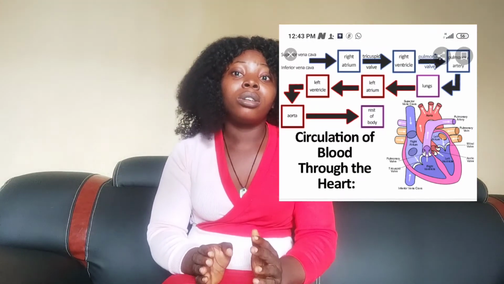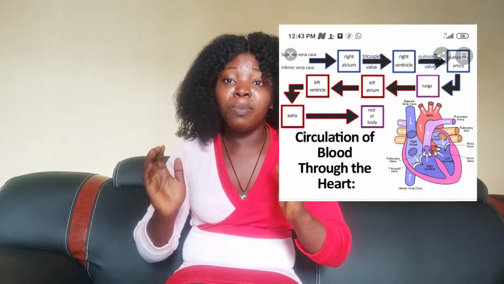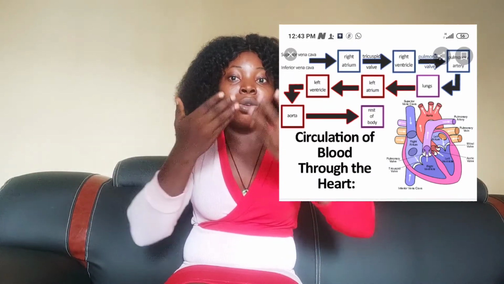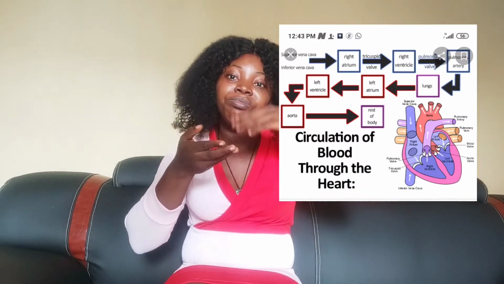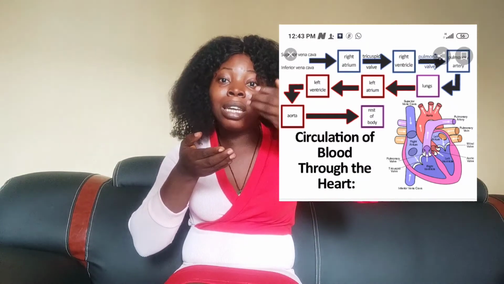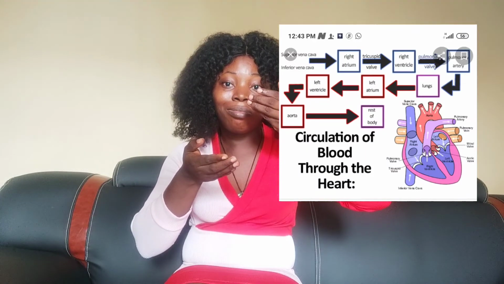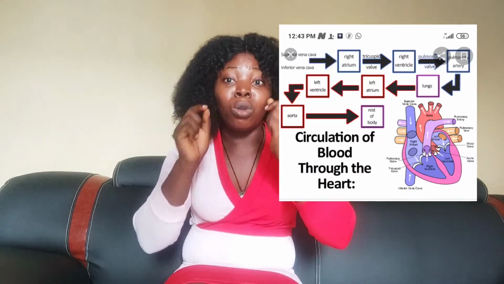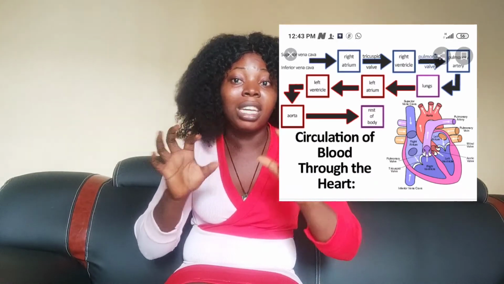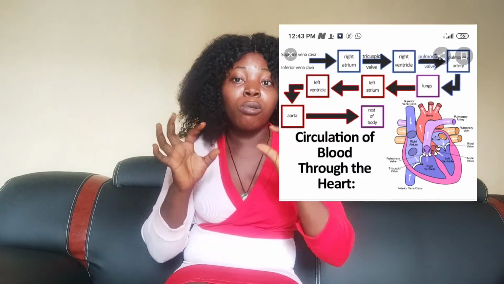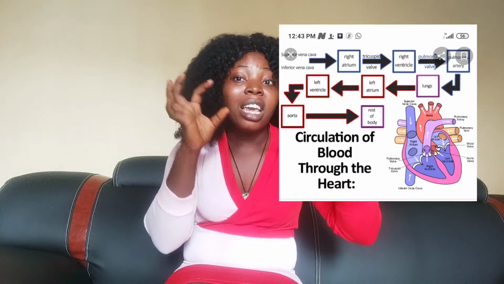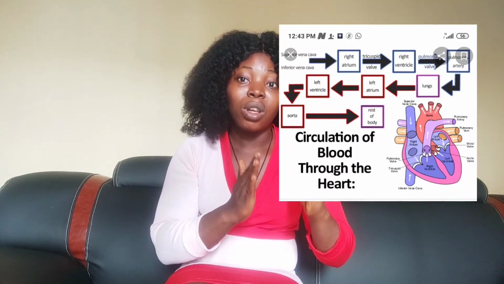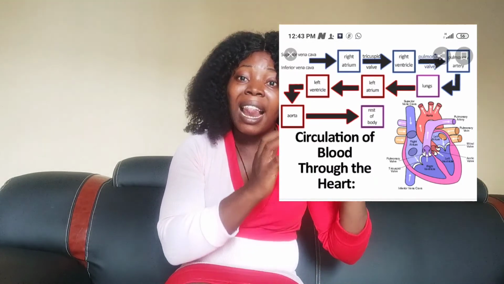So when the deoxygenated blood, which is being carried by the pulmonary artery, reaches the lungs, there is exchange: the carbon dioxide in the blood goes out, while oxygen enters the blood, which now becomes oxygenated. The deoxygenated blood becomes oxygenated, and it's now being carried by the pulmonary vein into the left atrium.